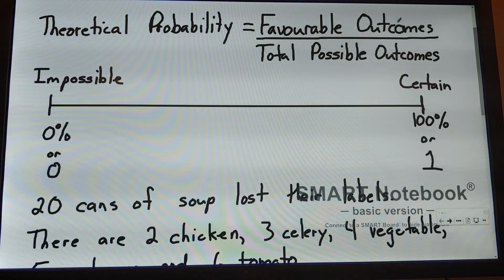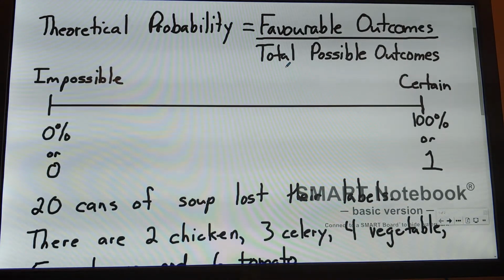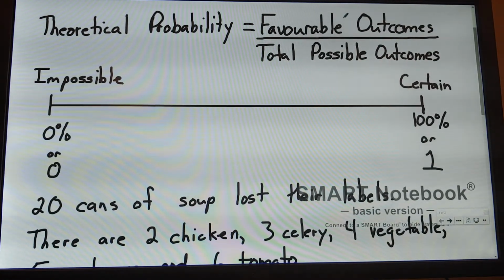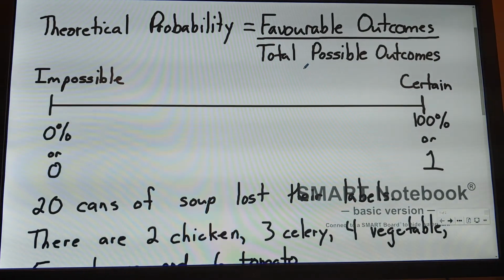Now you can see at the top, there's the actual formula for theoretical probability. We take the number of favorable outcomes, so the things that you think are going to happen or that you're looking for, and divide it by the number of total possible outcomes. So things you're looking to happen divided by total number of things that could possibly happen. Here's an example to help you with that.